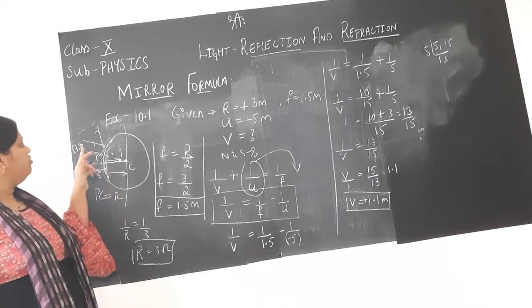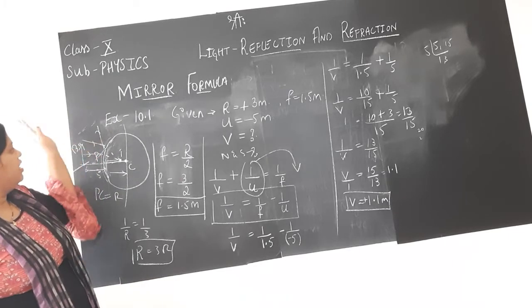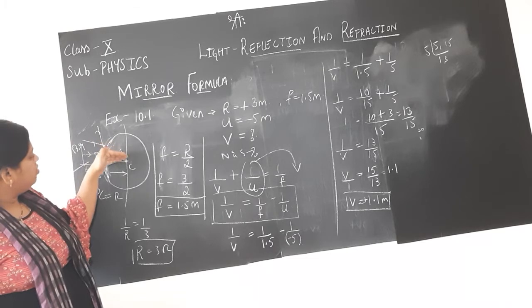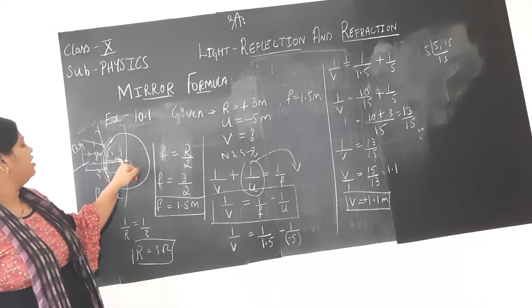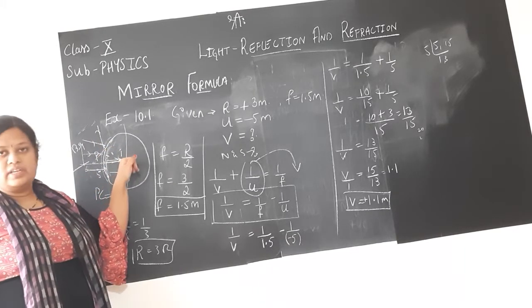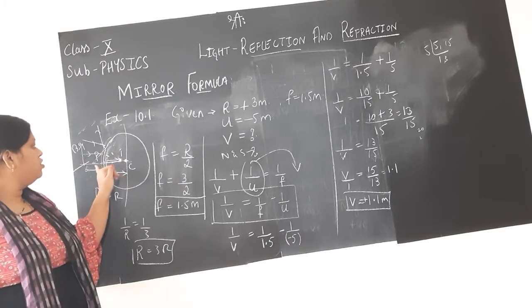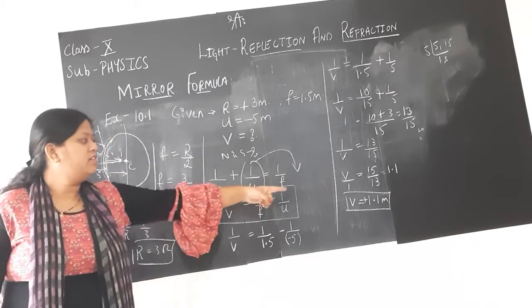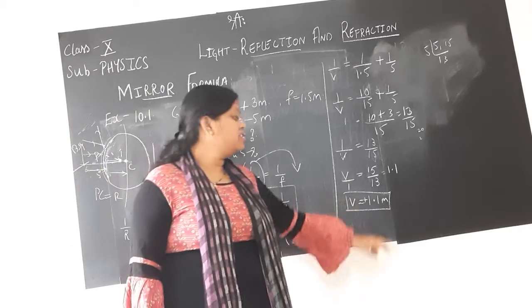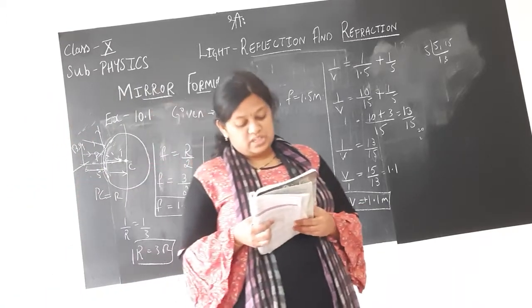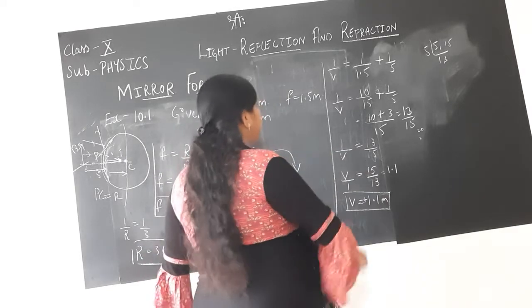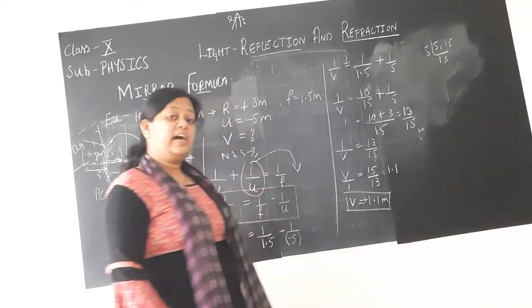In a convex mirror, the image will form with rays diverging. When you trace and try to coincide those divergent rays, they coincide at the back side of the mirror. So, obviously, according to sign convention, it is taken as positive. Hence you are getting the image distance as plus 1.1 meter.